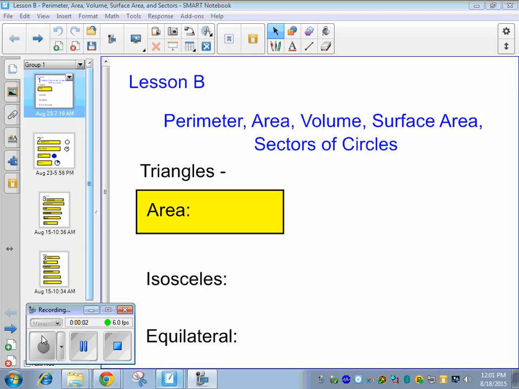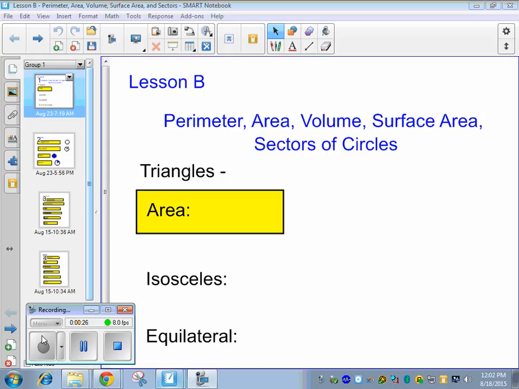So lesson B is perimeter, area, volume, surface area, and sectors of circles. This is basically a review of a whole bunch of geometry formulas today. All right. So I'm going to quickly give you the formulas so that you have them in your notes. You might want to keep them open when you start the homework set today because there's a lot of geometry today. And then we'll run through kind of the new stuff, a couple examples of the new ones.